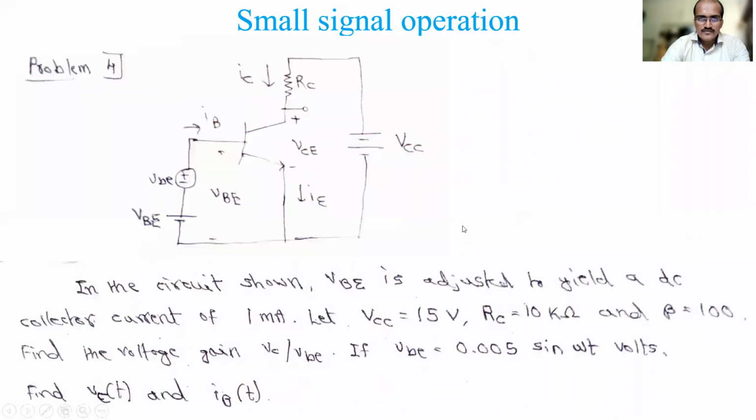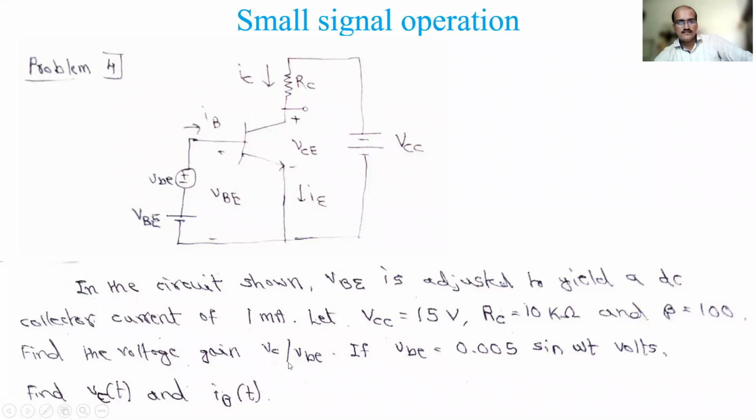This is the circuit we have seen very first, the same conceptual circuit I have redrawn here. In this circuit shown, VB is adjusted to yield a DC collector current of 1 milliamp. That means this VB will give you 1 milliamp DC current, that is capital I, capital C. Let VCC equal 15 volt, RC is given 10 kilo ohm and beta is given 100.